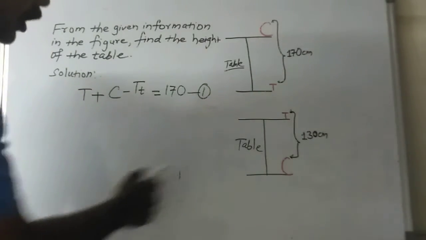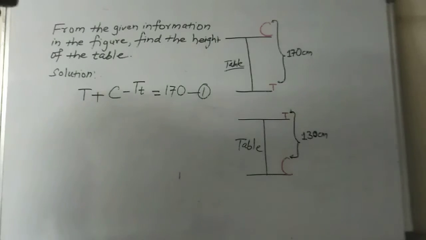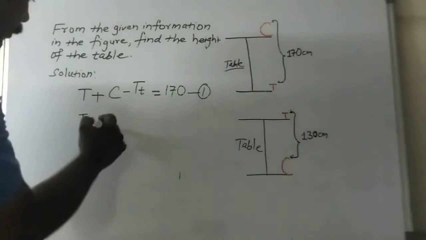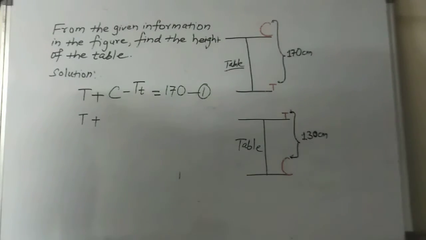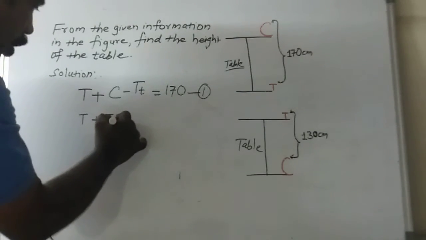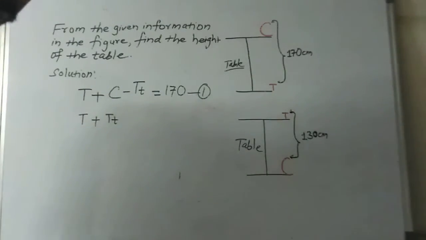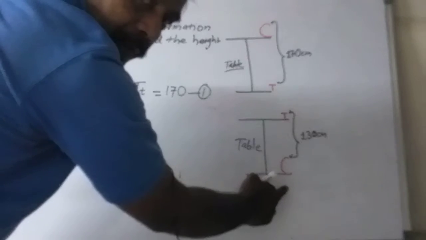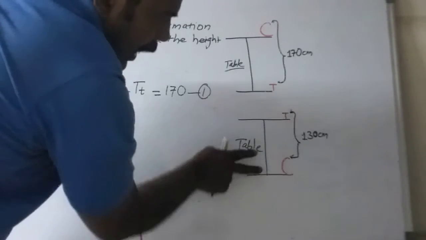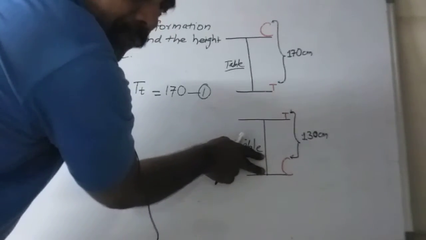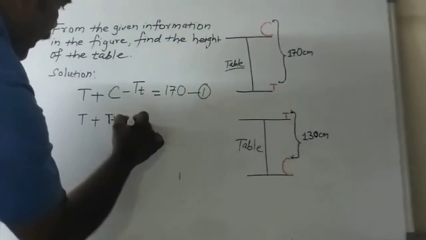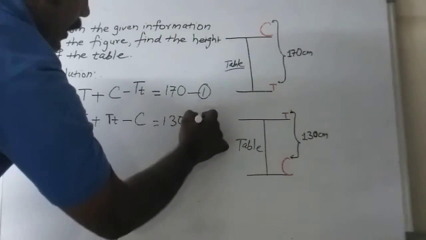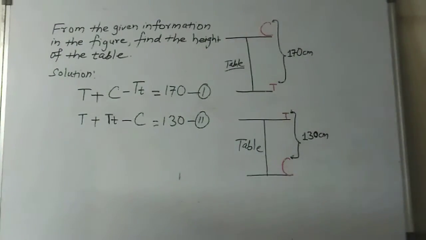If you go to the condition number 2, now you can easily derive condition number 2. So we write height of the table plus height of the tortoise, because tortoise is at the top of the table, and what is repeating here, double counting is the cat, that is the height of the cat is already included in the height of the table. So we will subtract that, minus height of the cat, and that will give us 130 centimeter. So this is equation number 2.